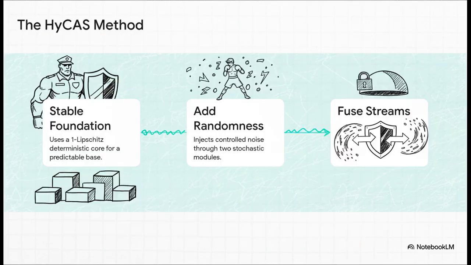So here's the basic recipe for how it works. First, HiCAS builds that stable foundation. It uses a mathematical principle that ensures that small tweaks to an image will only lead to small, predictable changes in the AI's thinking. That's the security guard part. Step 2, it adds that strategic randomness. It actually injects a bit of controlled noise inside the AI's brain, making it that unpredictable moving target. That's the clever boxer part. And finally, step 3, it fuses them together, intelligently combining these two strategies to create something way stronger than either one could be on its own.